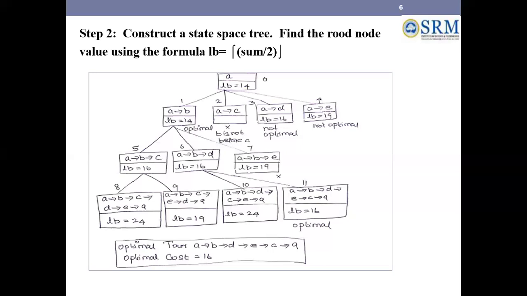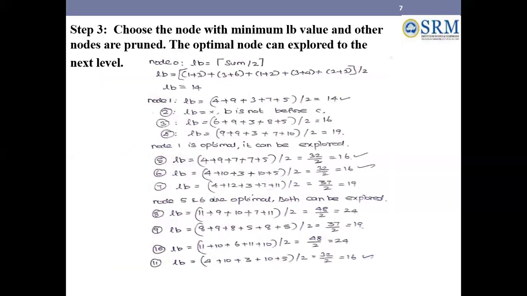And the second step is construct a state space tree. Find the root node value using the formula LB is equal to sum by 2. So how to find LB value? This is root node A. So see the formula. Node 0, LB equal to sum by 2. That is ceil value. Ceiling means we are taking the lowest integer. For example, 35.7. So we have to take 35. So we are taking the floor function here.